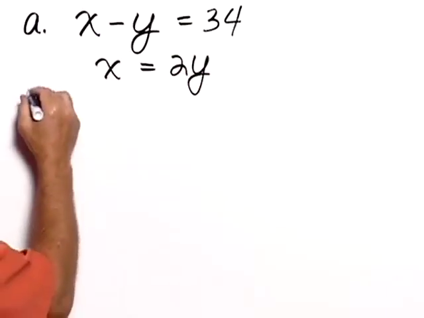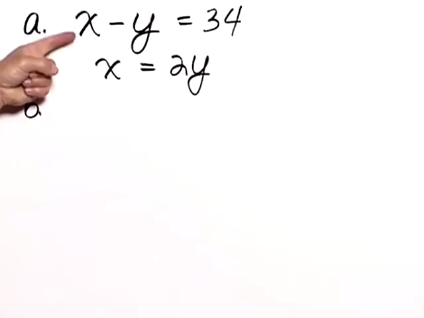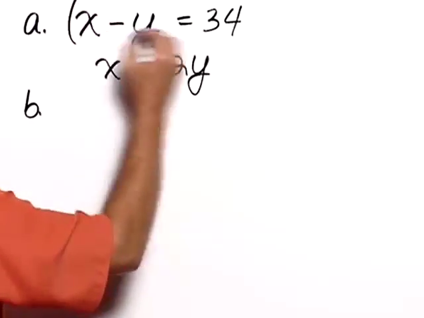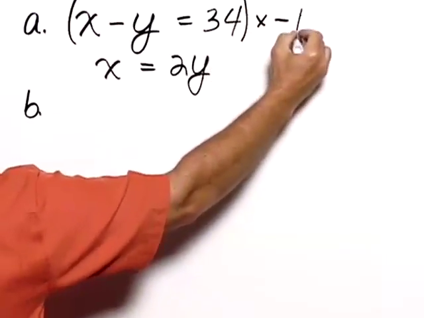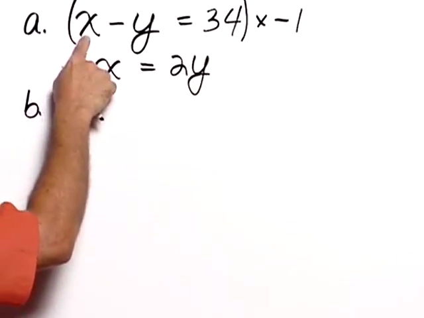Now, part B, we're asked to solve this system of equations using the elimination method. Well, with the elimination method, what we try to do is eliminate one of the variables by combining the two equations together. In order to do that, we need to have the coefficient of one of the variables be the opposite of each other. So in that case, what I would say is let's take this equation and multiply it by a -1, because that'll create a -1 of a coefficient for x.